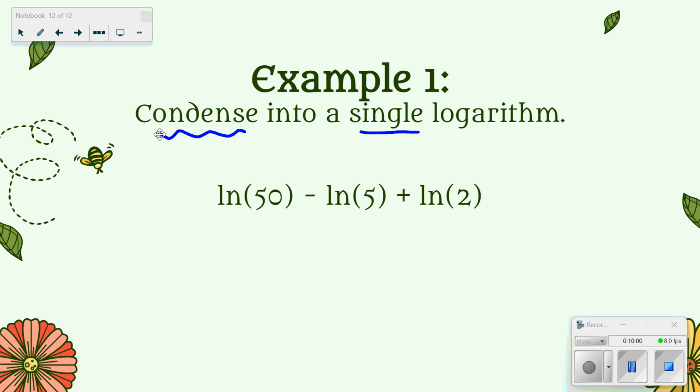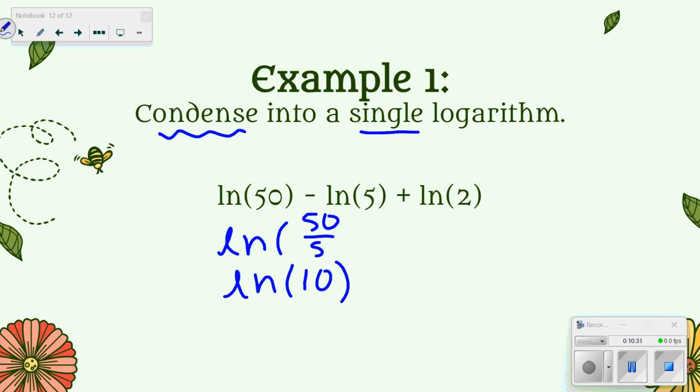I see subtraction and I see addition. So let's talk about subtraction first. If I want to bring things together with subtraction, we divide. So what do you think this would be equal to? Ln of what? How did you get ln of 10? Yeah, so if you need that extra step here, ln of 50 over ln of 5, which just gives us ln of 10. And I'm going to write that extra step since we're just learning our rules right now.